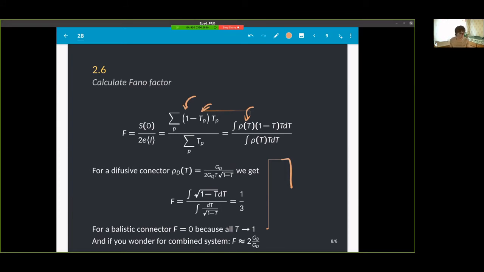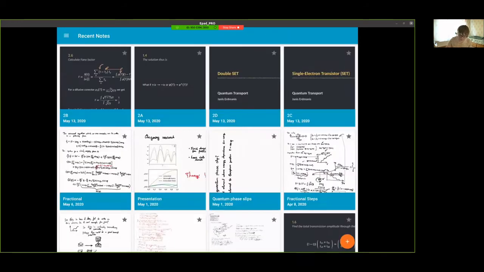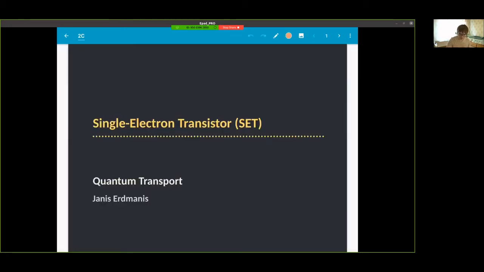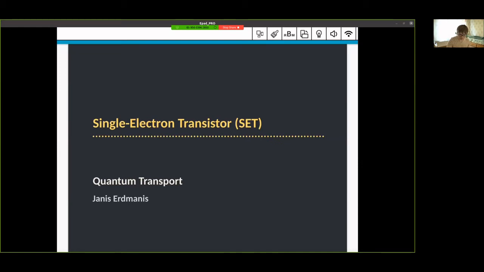The next exercise is one whose form frequently appears on the exams, so it's kind of an easy exercise which we can modify to make an exam question, and it also contains a lot of quantum transport stuff. So, right, the single electron transistor. So what is it? Fortunately, we have a picture. I didn't want to draw it.